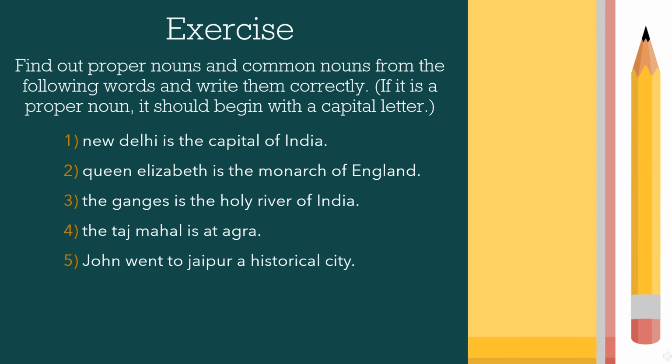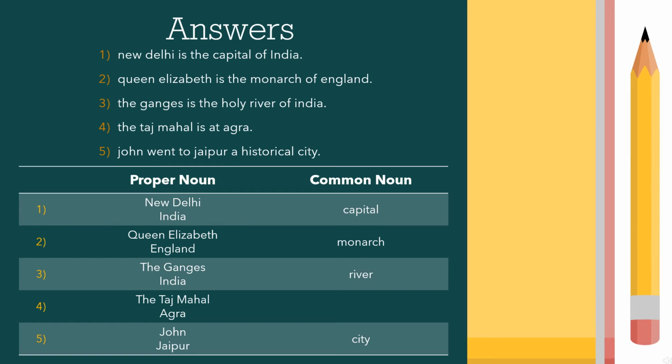Now let's do this exercise and try to find out proper nouns and common nouns from the following words and write them correctly. If it is a proper noun, it should begin with a capital letter. Pause this video and try to do this exercise. The answers would be in the next slide. I hope you were able to answer most of the questions. Now let's move on to the next category, collective noun.